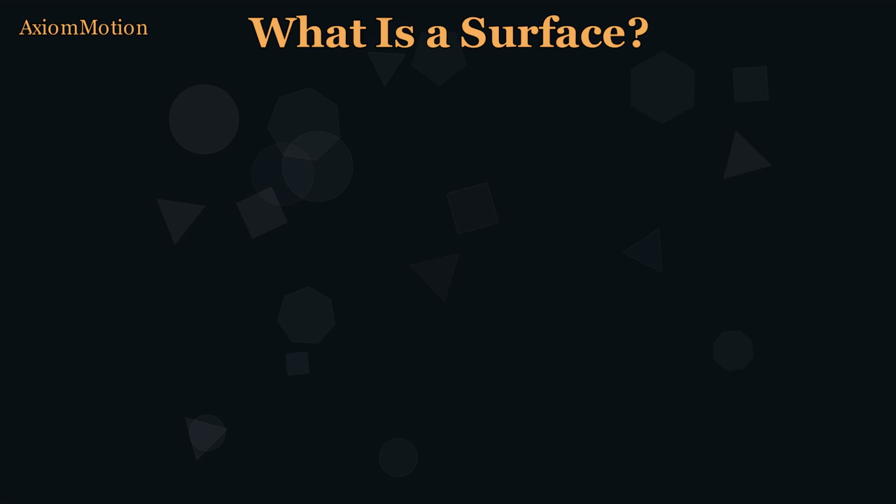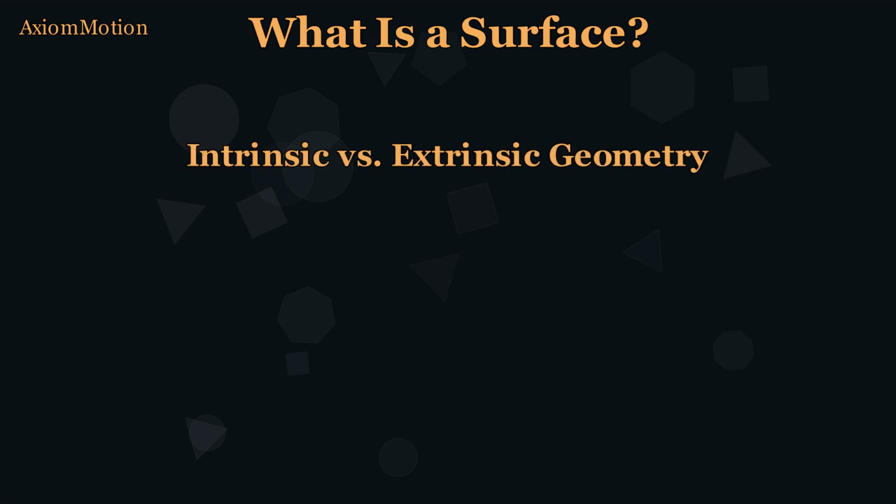Imagine you are an ant living on the surface of a sphere. You can walk in any direction. You can measure how far you have walked. You can check the angle between two paths, but you cannot jump off the surface. You cannot see the three-dimensional space around you.